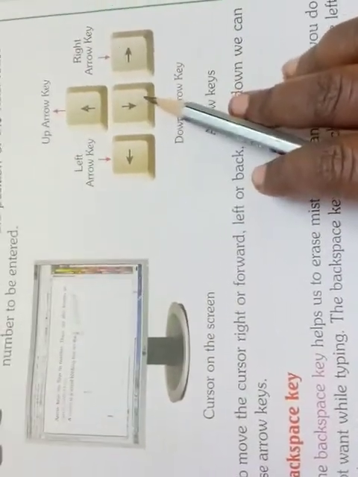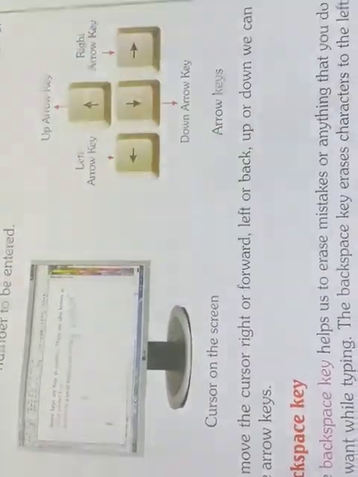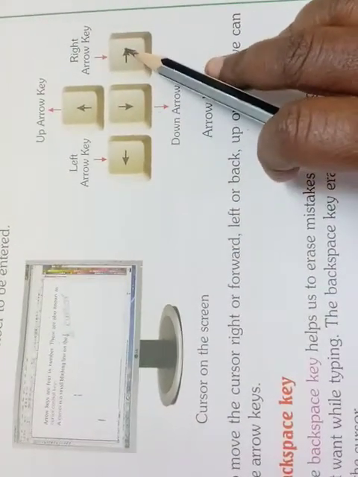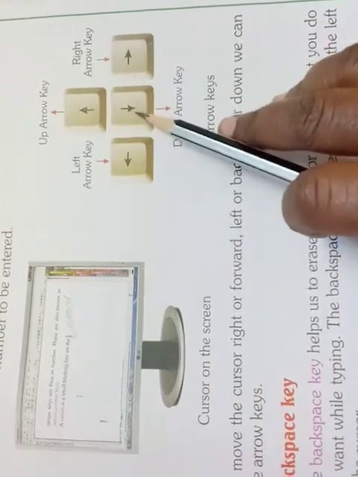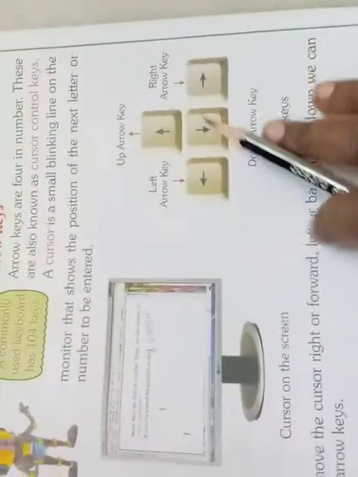I explained now, children. By using these arrow keys, if you press the up arrow, the cursor will move one line up. If you press the left arrow, the cursor will move one letter left. Right arrow, it will move one letter right. Down arrow, it will come to the next line. This is about the function of the arrow keys.